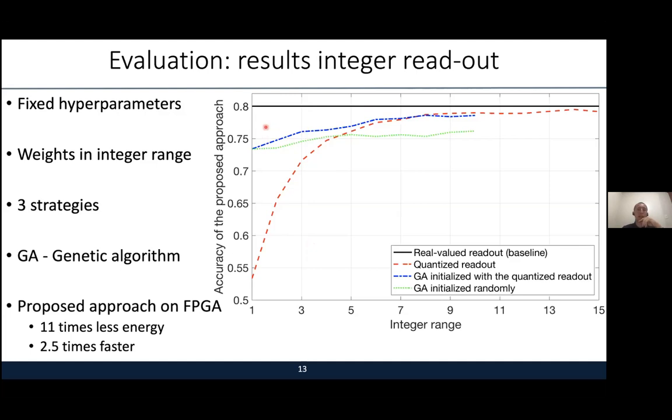And here we can see that when the integer range is very small, then the genetic algorithm initialized with the quantized readout actually improves over the quantized readout. And the genetic algorithm which is initialized randomly also performs better. But when we keep increasing the integer range, it seemed that the best thing to do would be to simply quantize the readout, which is obtained by regression.